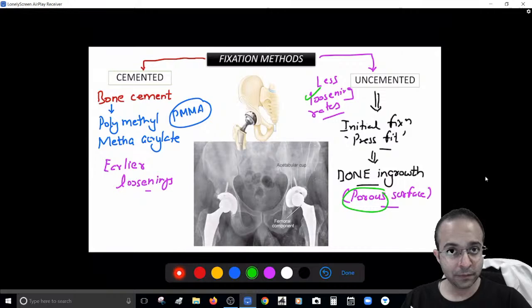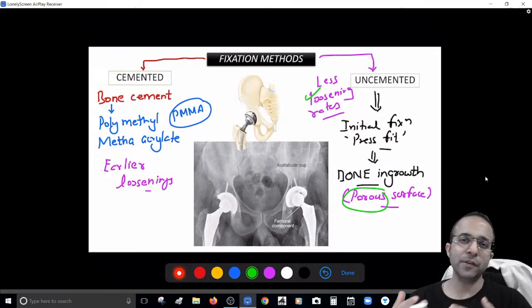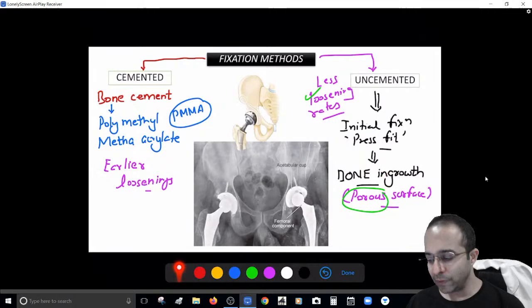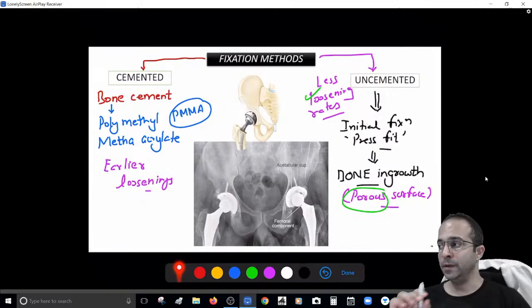But sometimes the person is too old, 90 years, 95 years. Now, we're not expecting much of a lifespan, and we're not expecting much bone ingrowth because he's a too old, frail patient. So we can go in with the cemented fixation. But wherever possible, uncemented is the method we generally tend to choose.